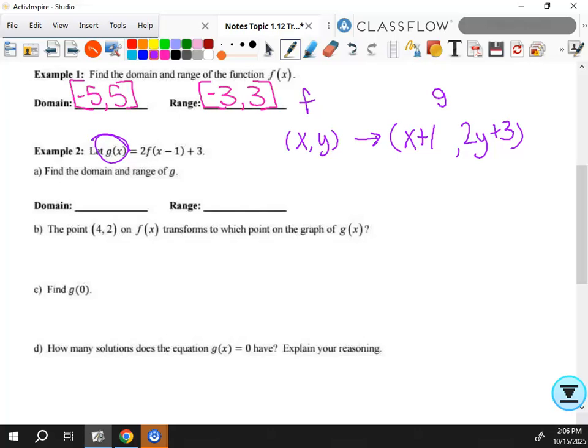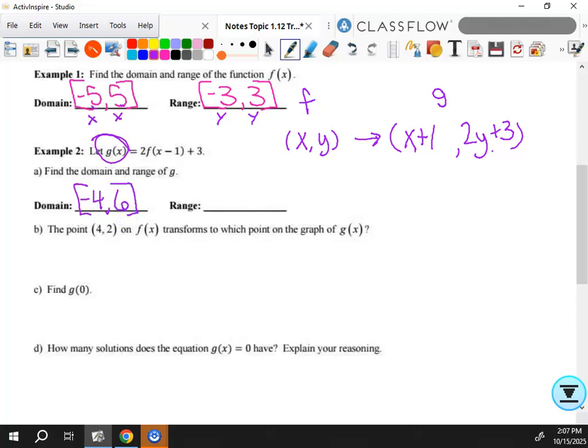To get the domain and range, it is super easy as long as you don't make a mistake that is super easy to make. Is this XY? No, this is XX and YY, right? So I don't do this to the negative 5 and this to the positive 5, because that makes no sense. For every single X value that exists, we're going to add 1 to it. So my new domain: negative 5 plus 1 is negative 4, and 5 plus 1 is 6.